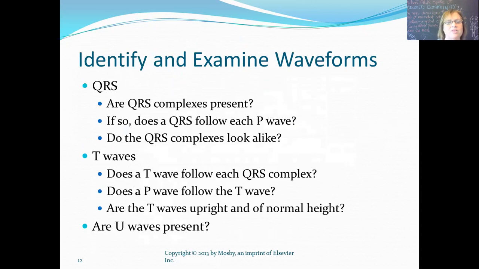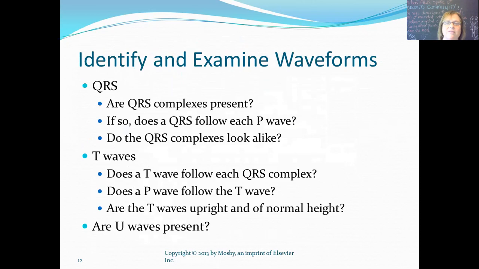And then the third one, do the QRS complexes all look alike? Regardless of what they look like, do they all look the same? At this point, we're just going to say, regardless of what the QRS looks like, do they all look the same? And if you remember from my lecture, we call it a QRS, but there's not always a Q. We call it the QRS complex, even if it goes from the isoelectric line straight to the upward deflection to the R wave.